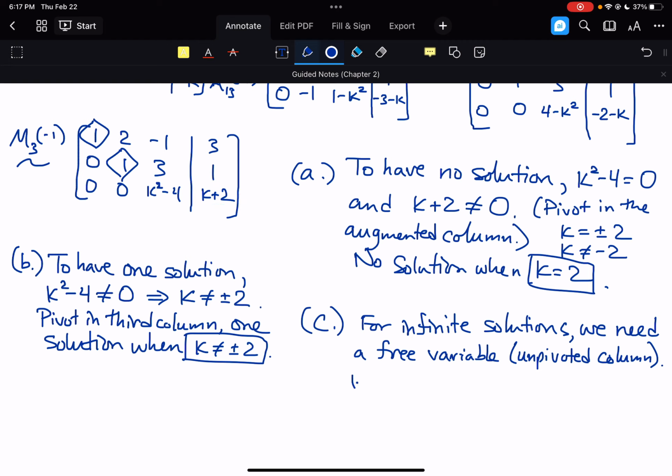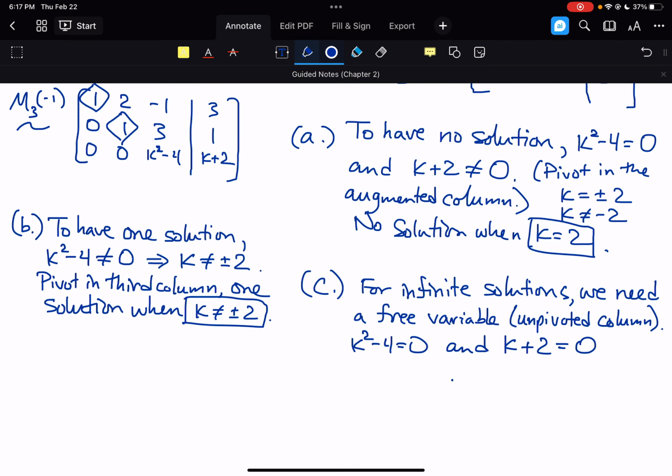So k squared minus 4 must be 0, and k plus 2 must be equal to 0. So we have infinite solutions when this gives us k equals plus or minus 2, but this one gives us k equals negative 2. So the only solution they both have in common is when k equals negative 2.